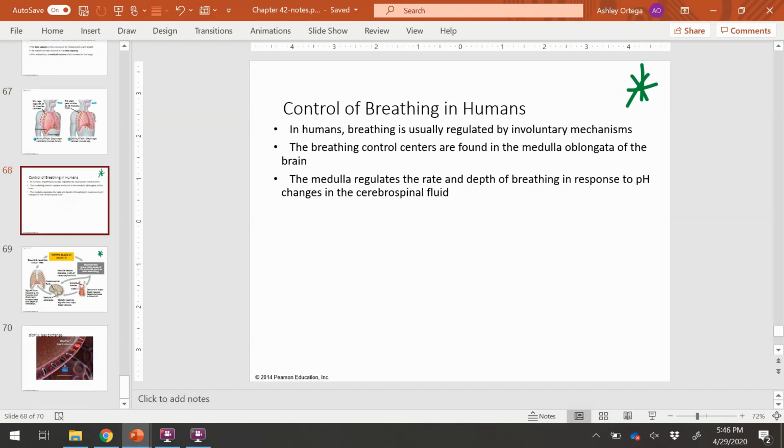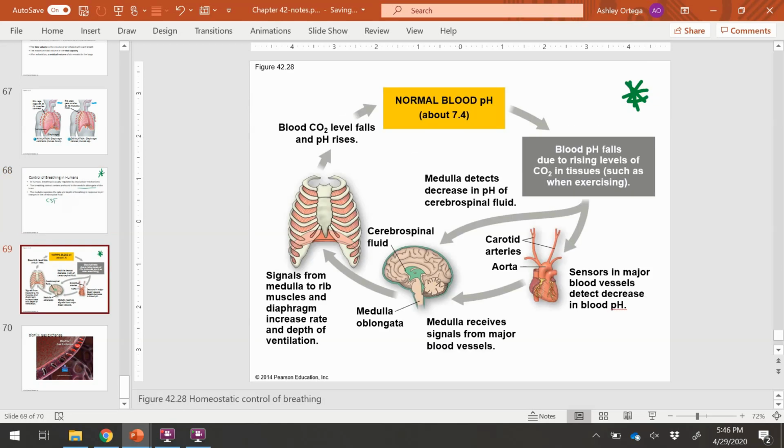So breathing is controlled and regulated by involuntary mechanisms that are found in the medulla oblongata of the brain. That is a region we'll see in chapter 49, so keep that in mind. It recognizes the rate and the depth of breathing in response to pH changes in the cerebral spinal fluid, or CSF for short. And so you can see that in the diagram image here.